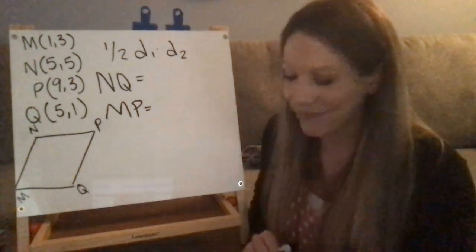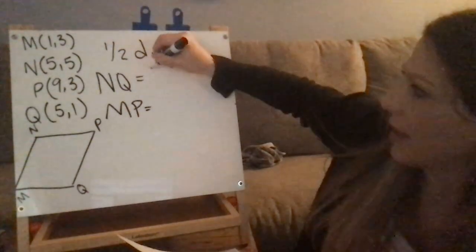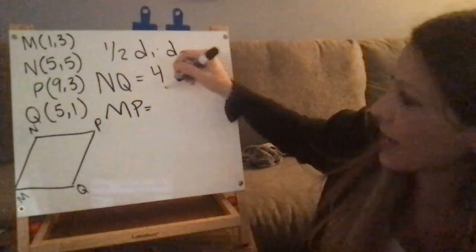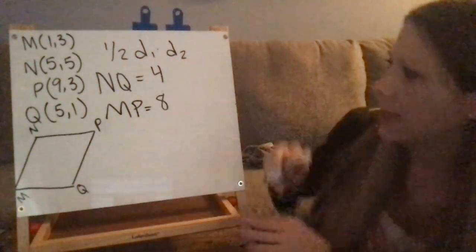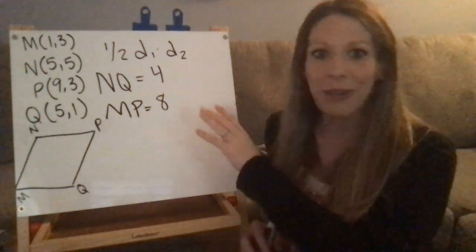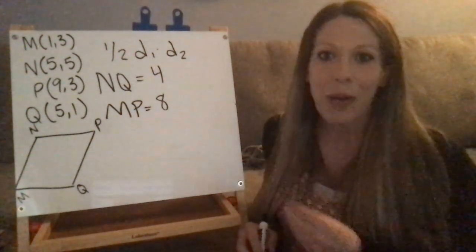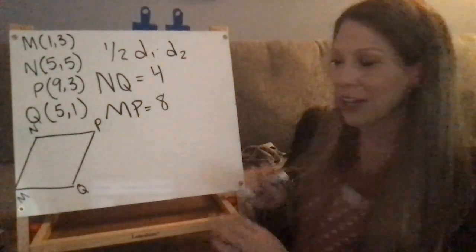Do you have it? NQ should be 4 and MP should be 8 when using the distance formula. Then when we plug those into our area formula, we have 1/2 times 4 times 8, or 16 square units.